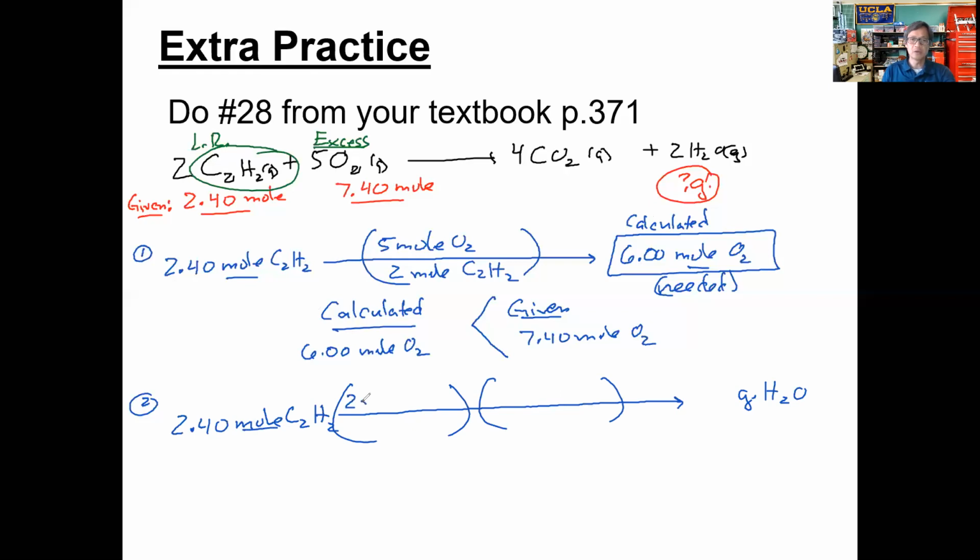Let's go ahead and plug that in. 2 moles of water, 2 moles of C2H2, and then finally we need to get to the grams of H2O, so therefore we're going to use the molar mass of water, which is going to be 18 grams of H2O over 1 mole of H2O. Okay, very good. And so with that said, then you plug it in, you're going to get your final answer, which is 43.2 grams of H2O.